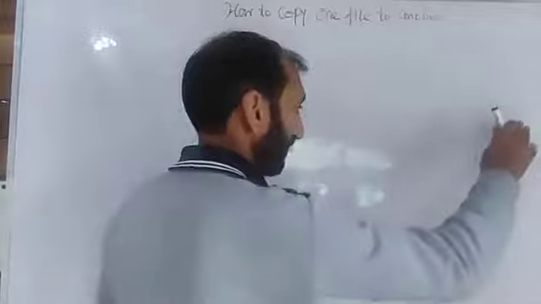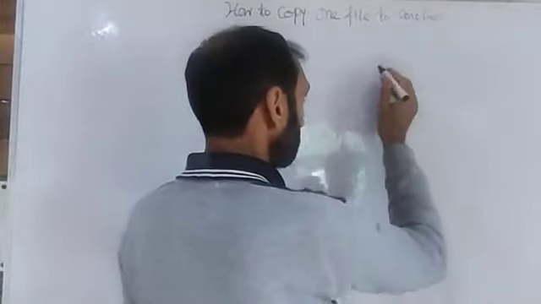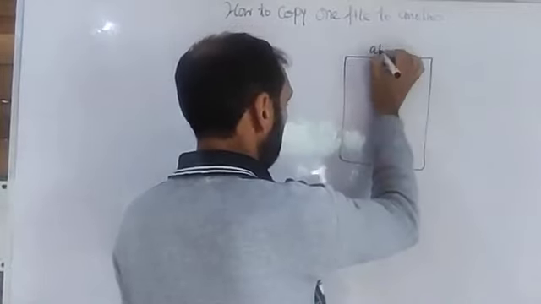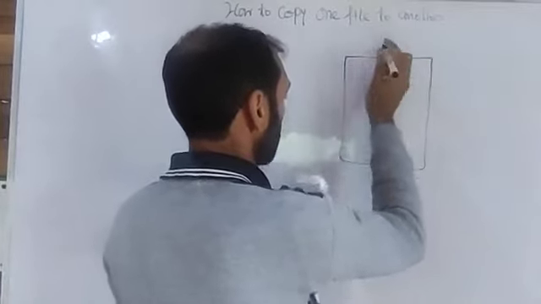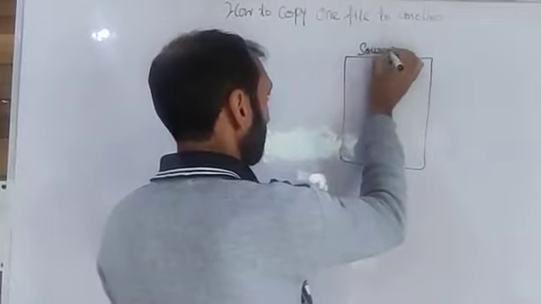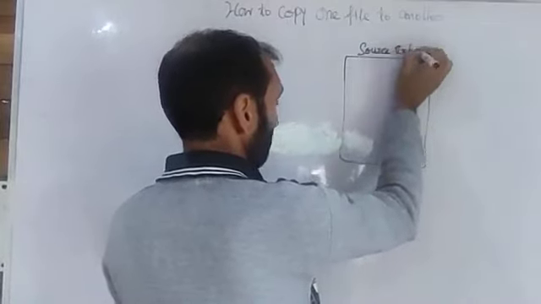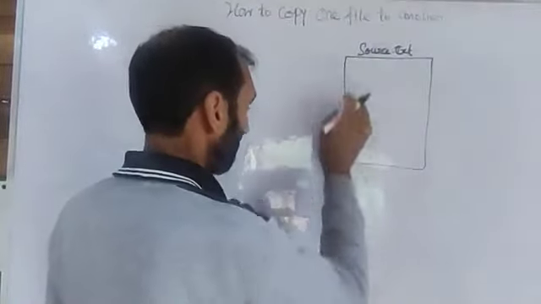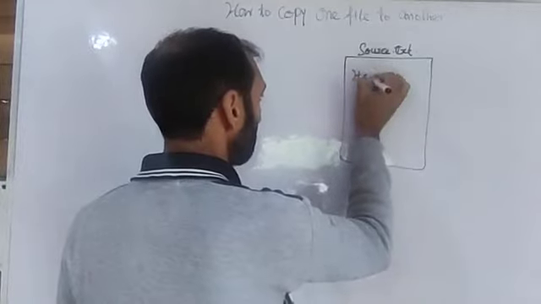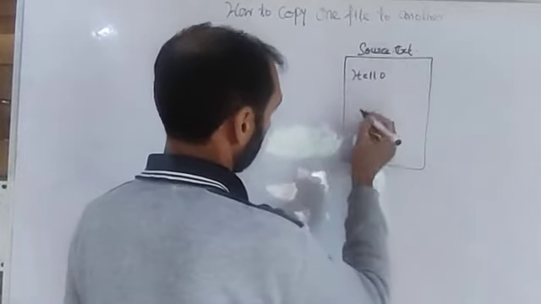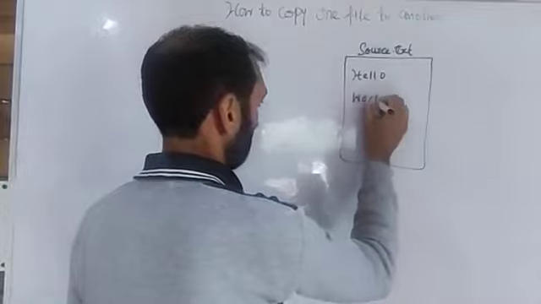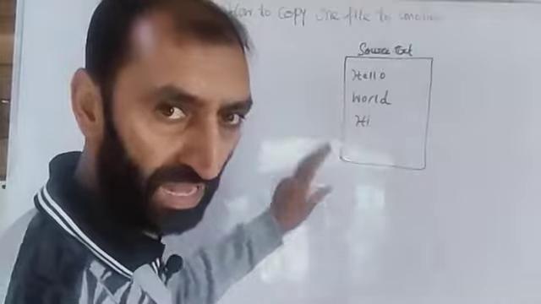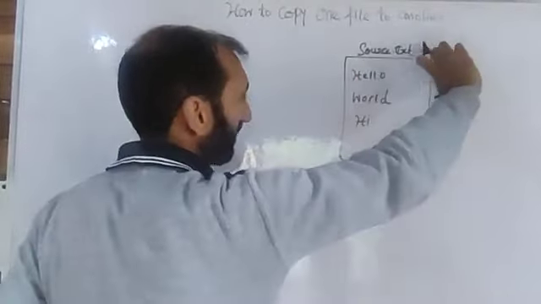For example, this is our file abc.txt, or we can say it is our source file, source.txt, and the contents of this file are, for example, hello world, hi. These are the contents of this file, and we want to copy these contents into another file.